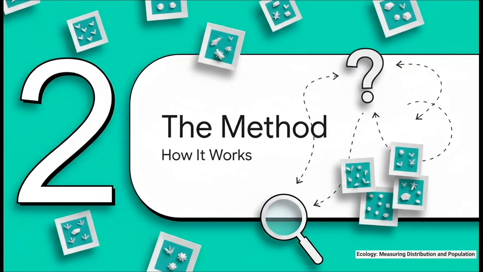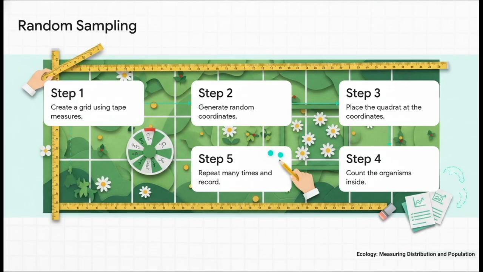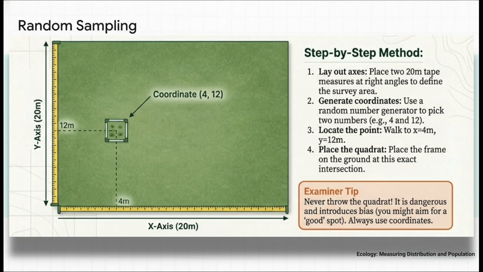So we know why we're sampling and we know what we want to measure. The big question is, how do we actually do it? Let's break the method down step by step. The method for random sampling is really logical, and it's all designed to make sure our results are fair. First, you'll lay out two tape measures at a right angle to make a grid.